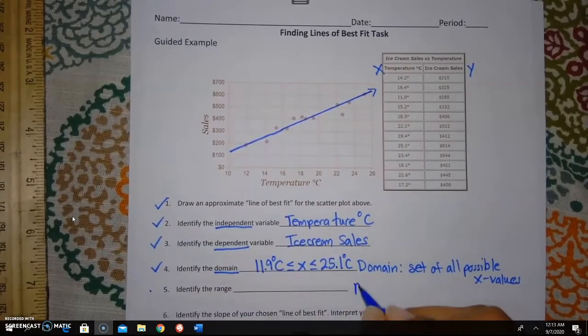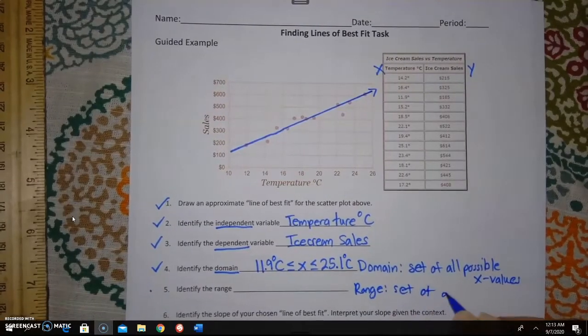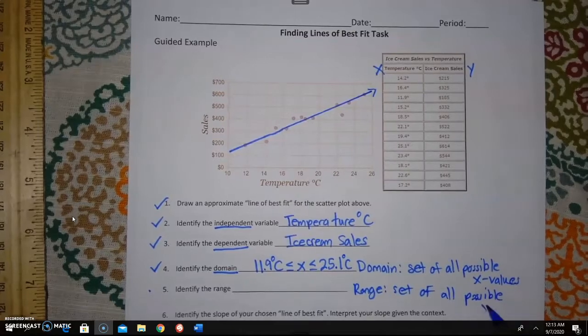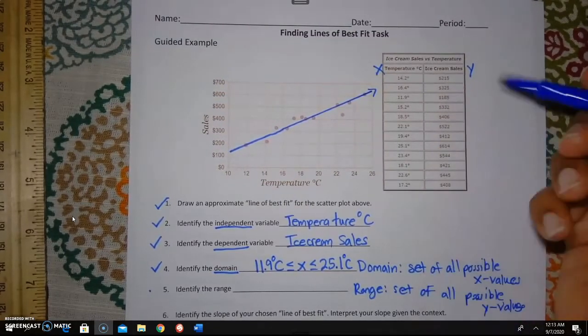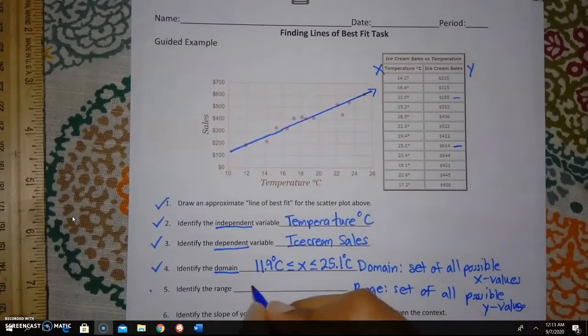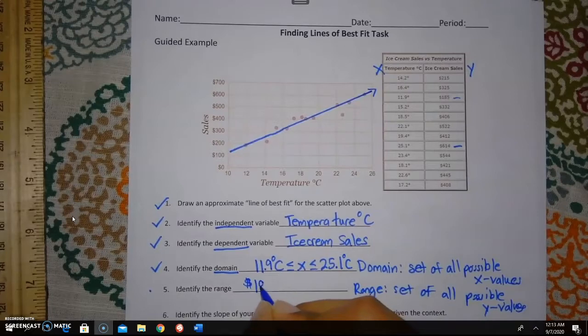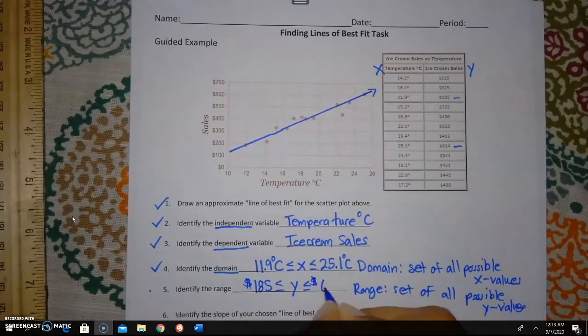Now, our range is the set of all possible y values. All right, and now we look over here, we can see that it seems to range between about 185 and 614. So we're going to say our range is between $185 and $614.